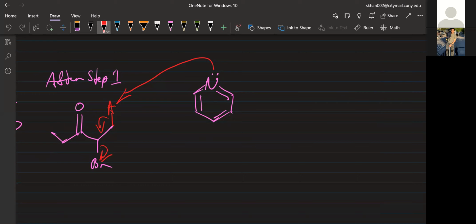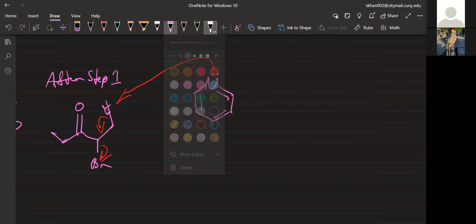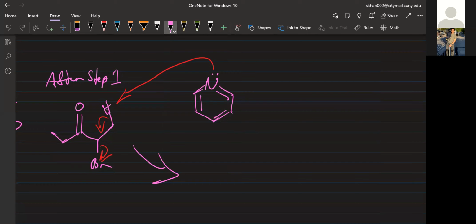Okay, so after all this, maybe let me draw this a little bit neater for y'all. Right, so nitrogen grabs the H, gives back its electrons, forms a double bond. Br is a good leaving group, right? And that's why this kind of elimination happens here, right? It's our arrows. And we get a final product that is an alpha-beta unsaturated ketone. So our final product.